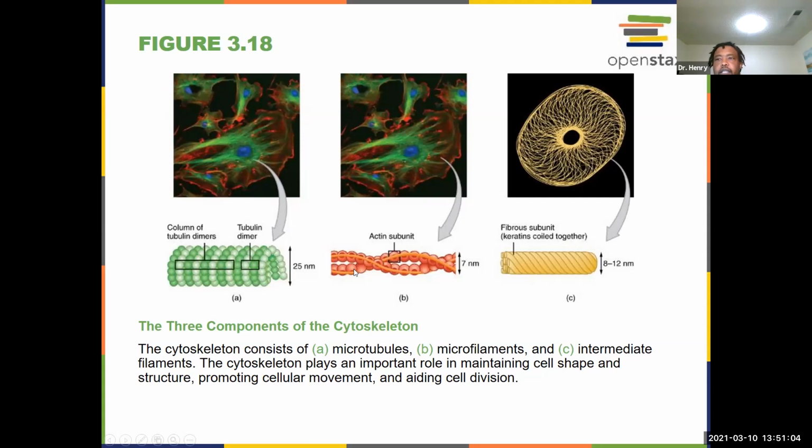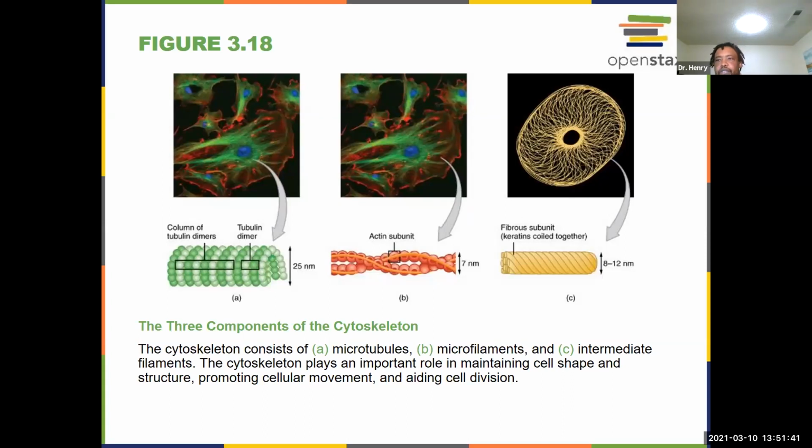So our cytoskeleton is composed of three components: microtubules, microfilaments, and intermediate filaments. Microtubules are basically made up of tubulin. They're like coils of tubulin, like diamonds of each other. We also have actin filaments, which are the microfilaments. And we have keratins. These are just fibrous proteins that twirl around each other.